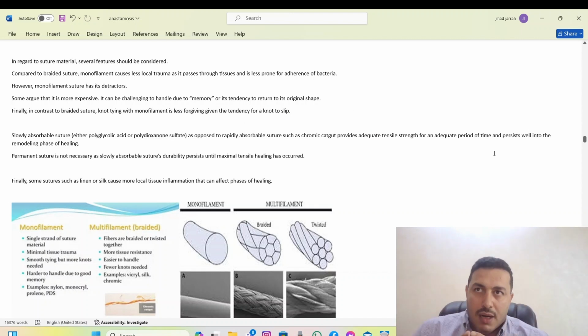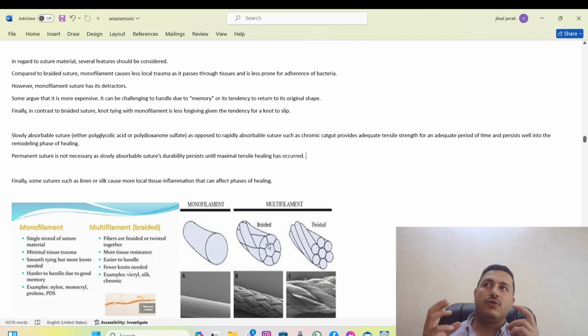If we are talking about sutures, should it be monofilament or polyfilament? Let's say monofilament and multifilament. This is the multifilament, mainly braided or twisted. So we have to know that we are creating an anastomosis that depends in the lag phase 100% on my sutures.